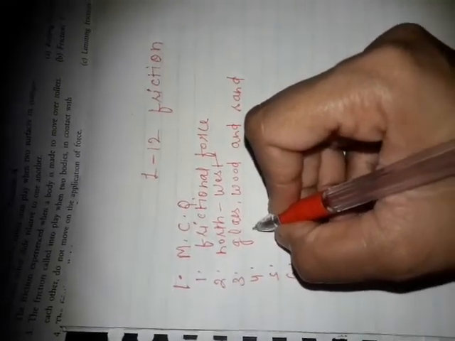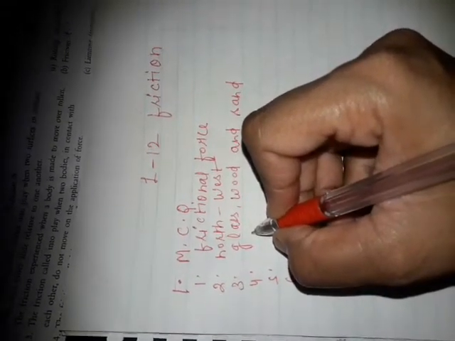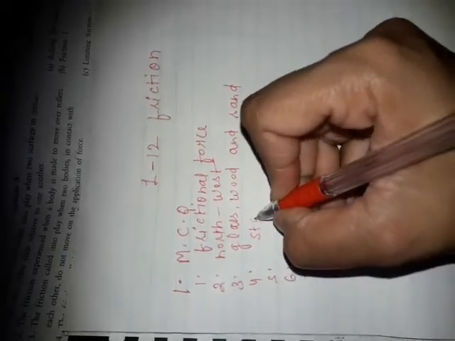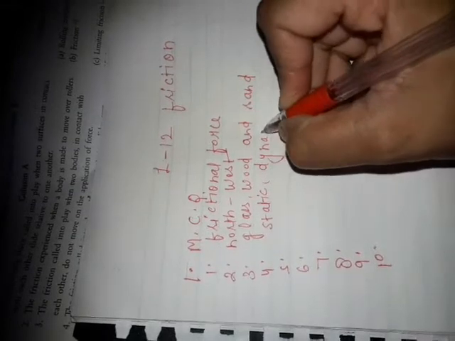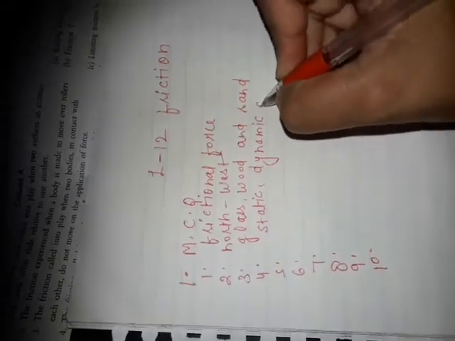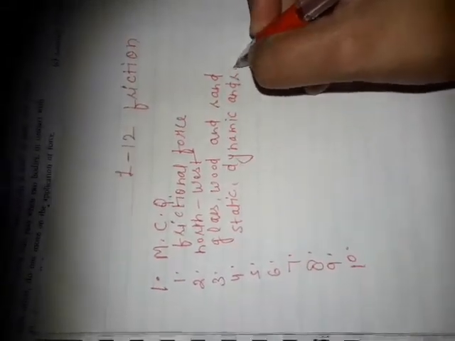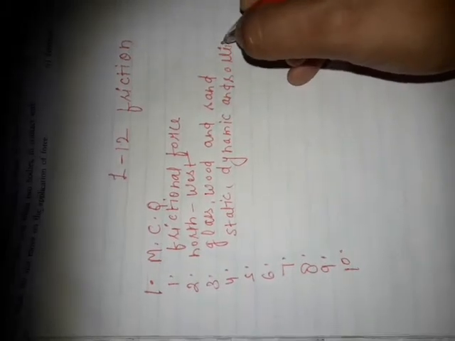Fourth one, the decreasing order of static, rolling and dynamic friction is static, dynamic and rolling.